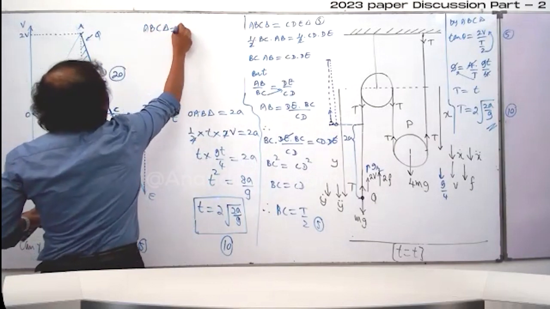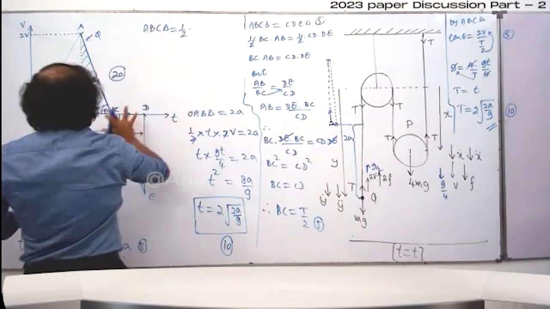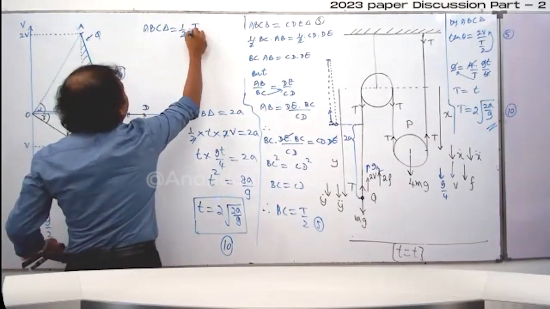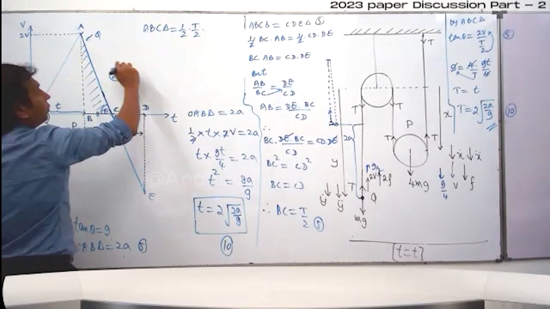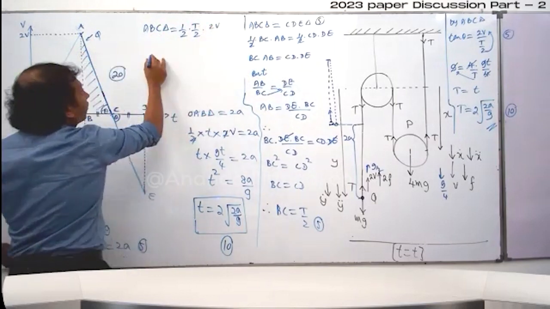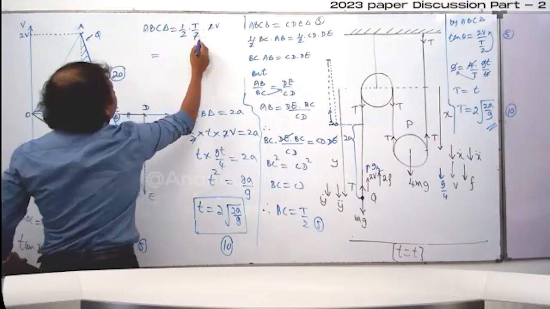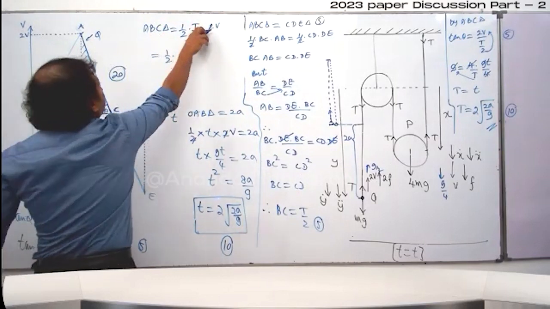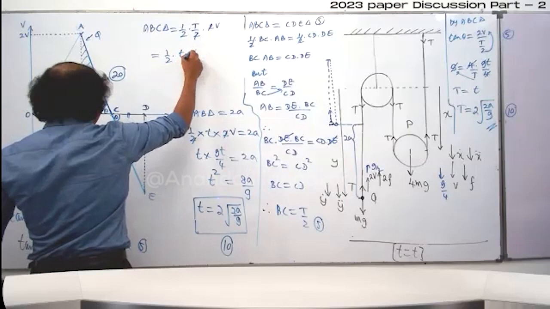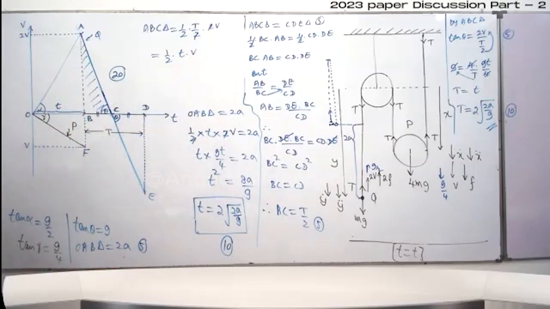ABC triangle area is half base BC. Now we found BC by 2, half base into perpendicular height. Now you can substitute there. This 2 and this 2 you can cancel, half, right? This simple T, no, capital T, simple T. We get V times T there.